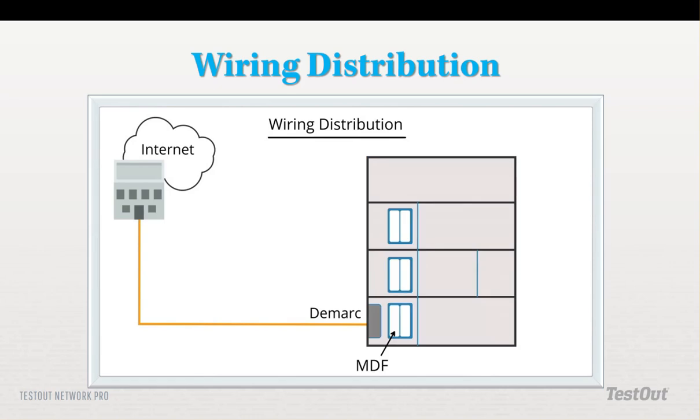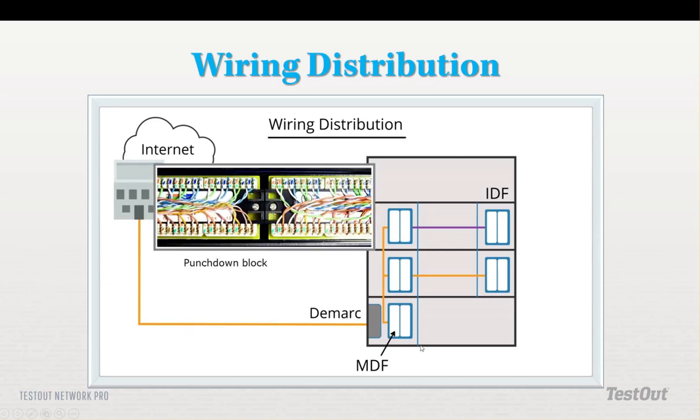Okay, MDF over here. And you can have an IDF in several of the floors. These are IDFs. Vertical cross connect. This would be if you had another one over here. This would be a horizontal connect. And there it is, horizontal connect. And you have several horizontal connects. These are what the punch down blocks look like. So you can see how they're wired.